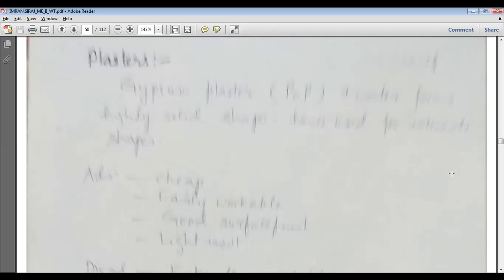Advantages are cheap, easily workable. Any shape can be given. This is quite cost effective. Then good surface finish. Then lightweight. These are the advantages.